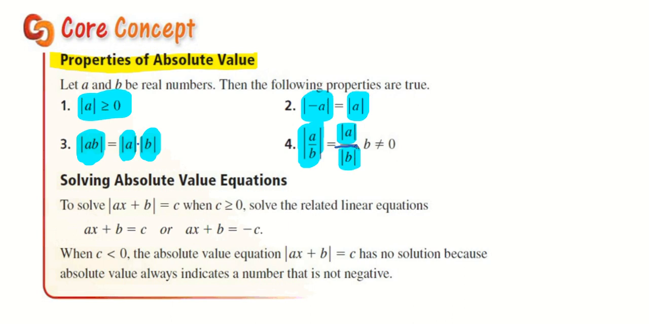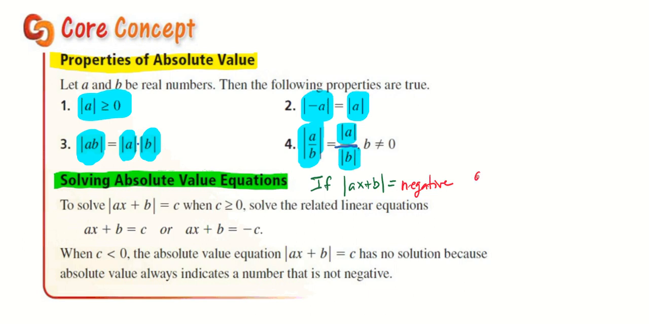Now, when it comes to solving absolute value equations, it's important to remember that c has to be greater than or equal to 0 in order to solve. So it can't be negative. That means that if our absolute value of ax plus b equals a negative, it can't be done.